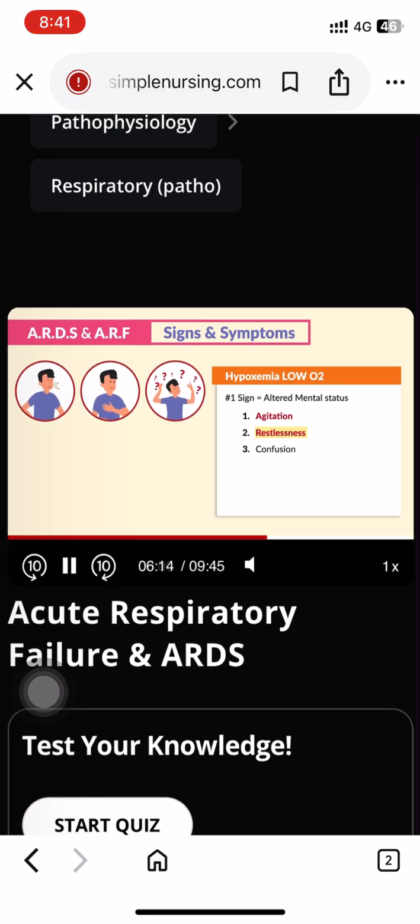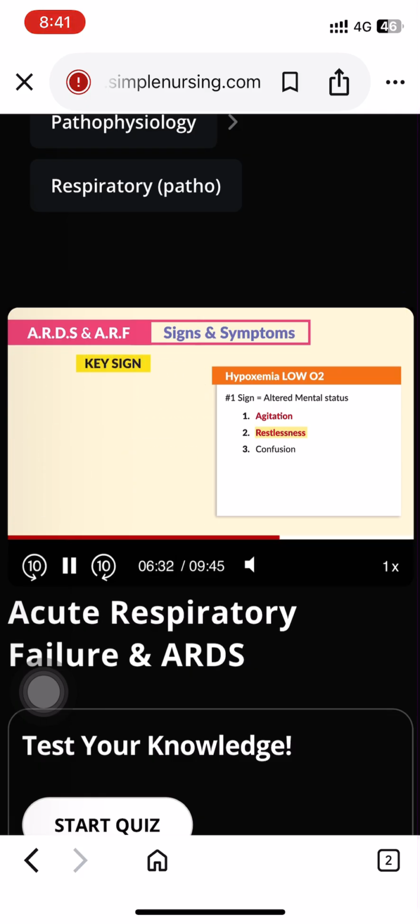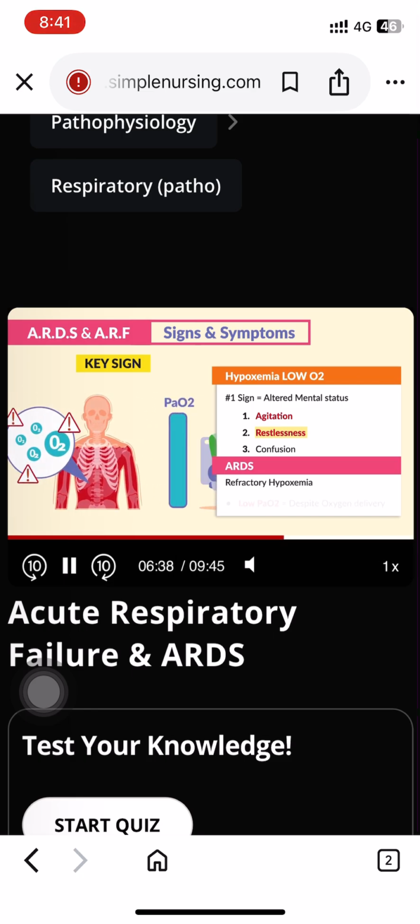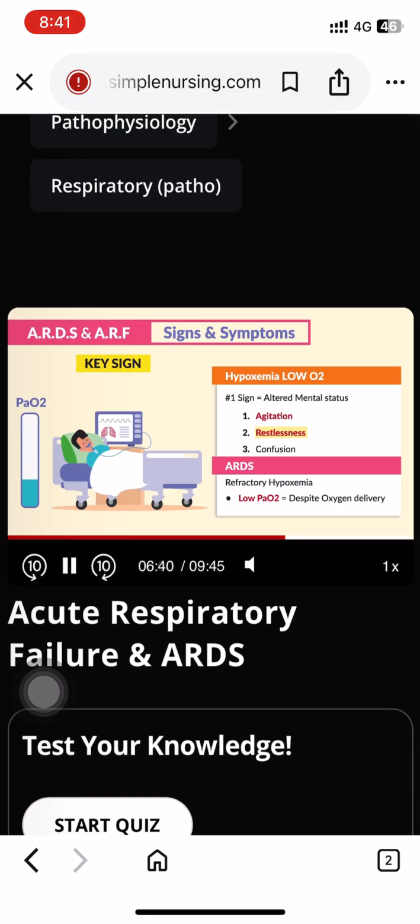So once again, write these three down. Exams and the NCLEX love to ask which clients the nurse should see first. If you see these words, agitation, restlessness, and confusion, you have to think oxygen issue. So trust me, this comes up a lot on priority-based questions for your exams and for boards. Now the key sign for ARDS, write this one down as well. Refractory hypoxemia. The key here is low PaO2 despite oxygen delivery.